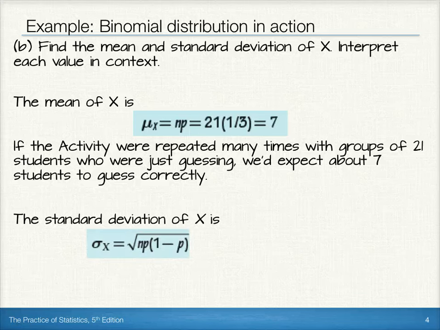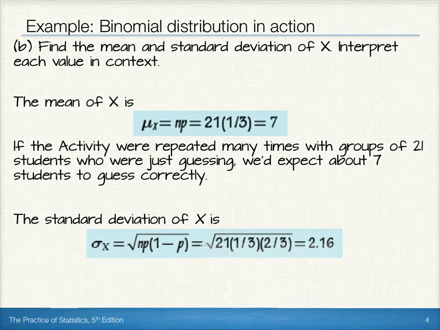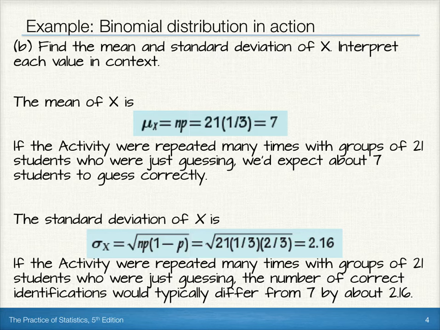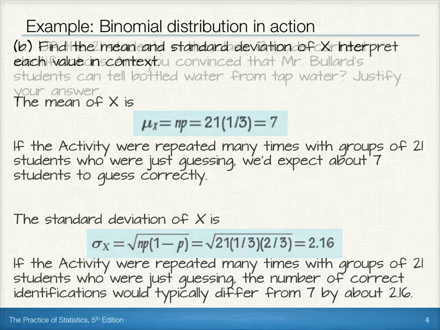The standard deviation of X can be found by taking the square root of n times p times 1 minus p, and we get a total of 2.16. So if we repeated this activity lots and lots of times with groups of 21 students who were just guessing, the number of correct identifications would typically differ from 7 by about 2.16. Now recall, these two formulas can only be used because this is a binomial distribution. They don't apply to other random variables.